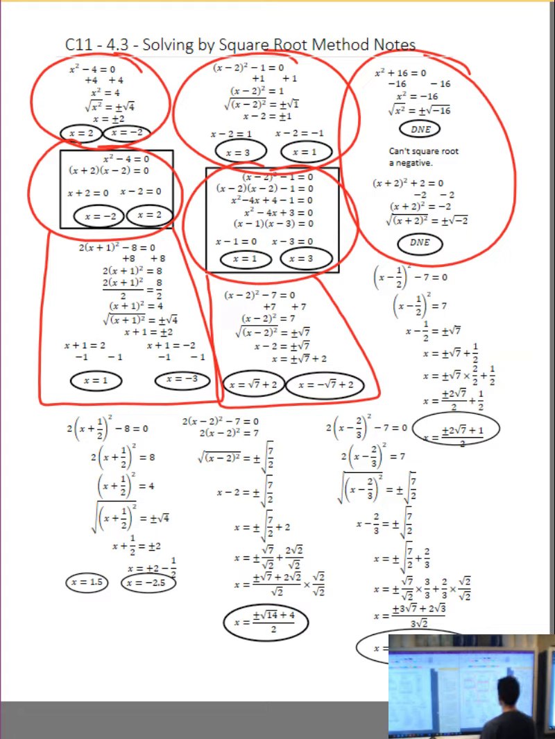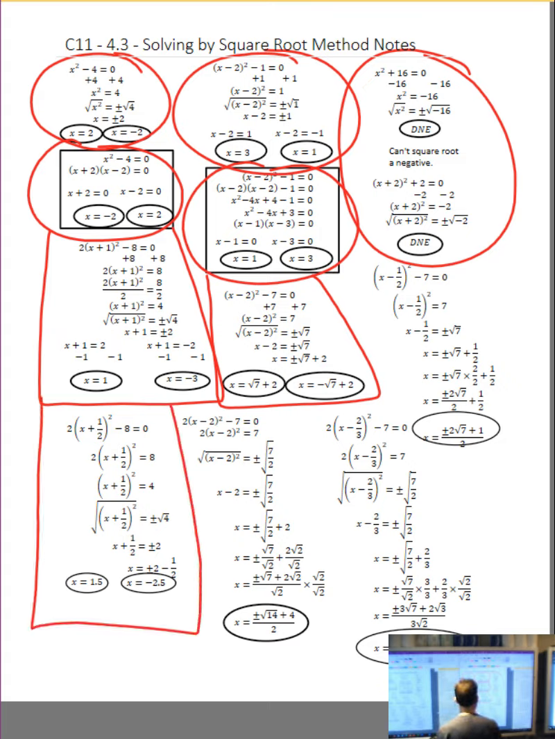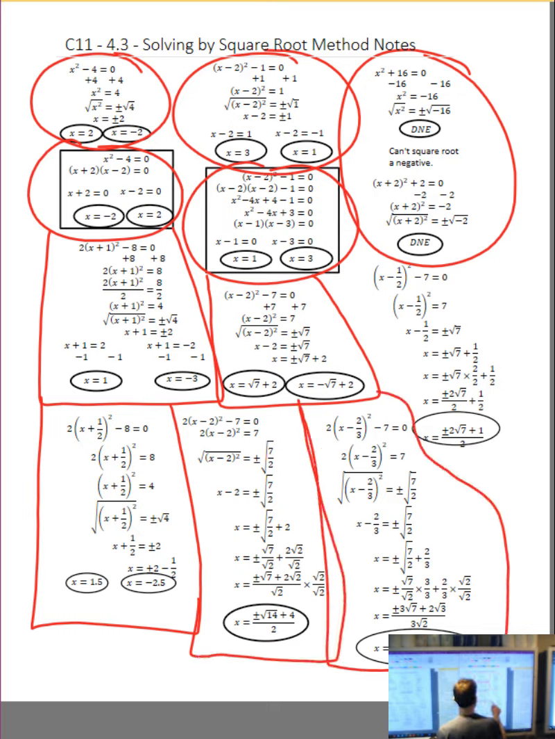So further, let's go down the page. Your answers might be decimals. Bottom middle, you may have crazy roots. Bottom right, you might have crazy roots. Middle right, you might have semi-crazy roots. These are all doing the same method.